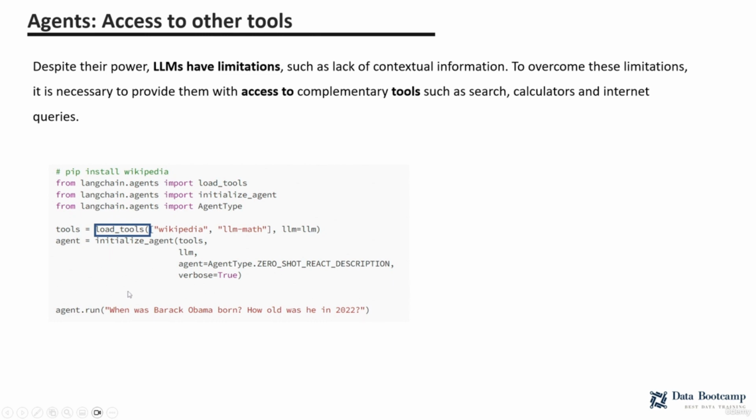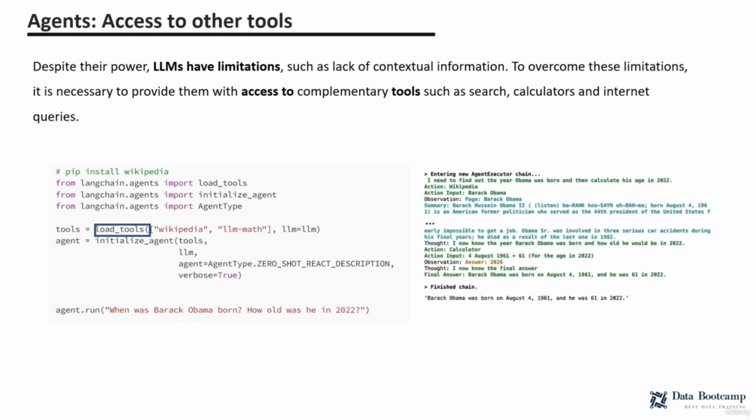To execute the agent, we simply use the agent run command, launch the query, and automatically grant ChatGPT the ability to seek information on Wikipedia and perform mathematical operations. Thanks to this, ChatGPT can answer questions like Barack Obama's birth date. In this scenario, ChatGPT would search Wikipedia and then use the calculator to determine the time elapsed from his birth until the present day, providing us with an answer.